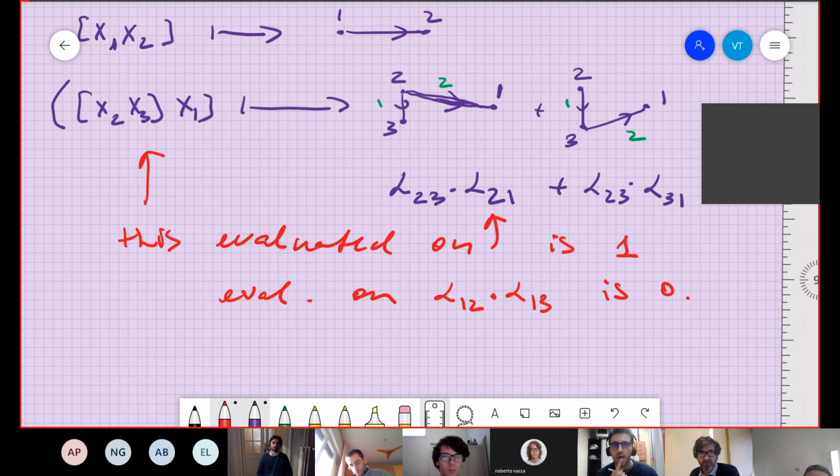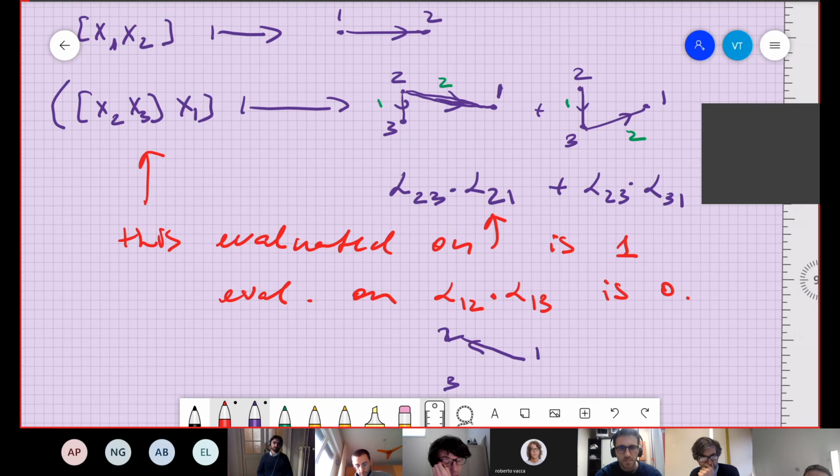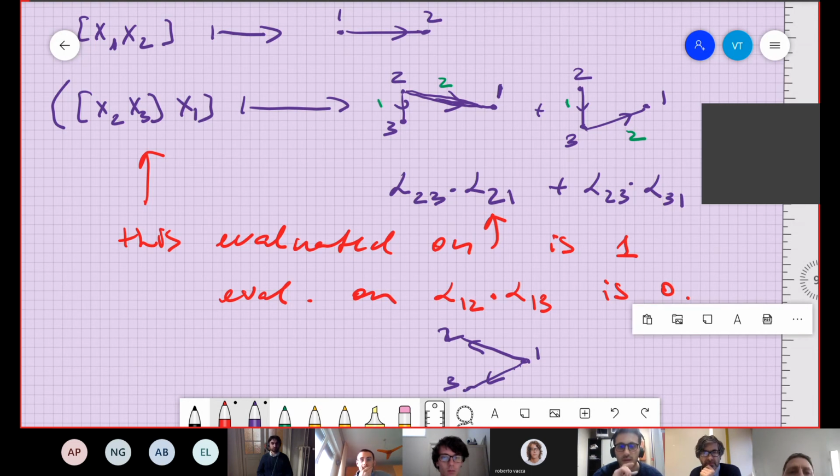And so the corresponding tree is going to look like this: 1, 2, 3, and it doesn't appear here, therefore the pairing is going to be 0. Okay, is it clear, guys? Is it clear? Where the product is mapped, like x1 times x2.